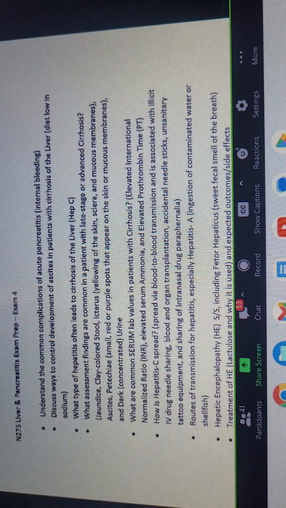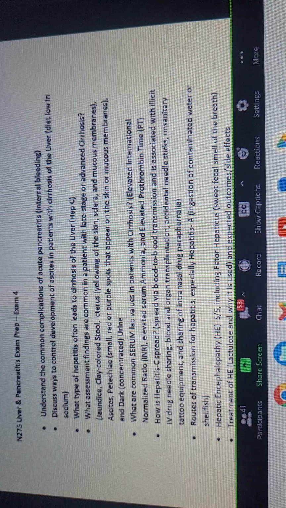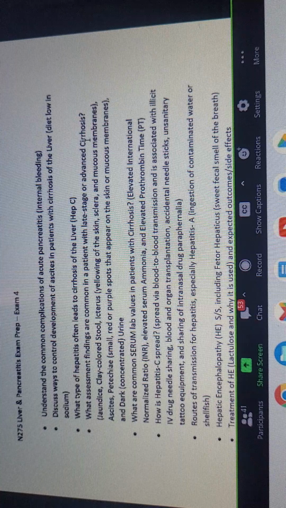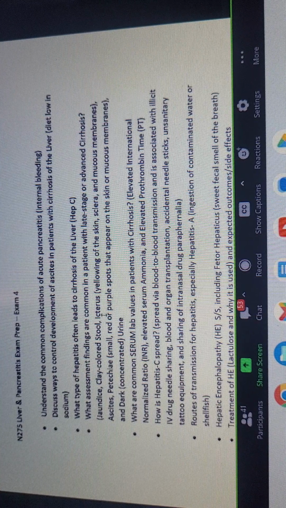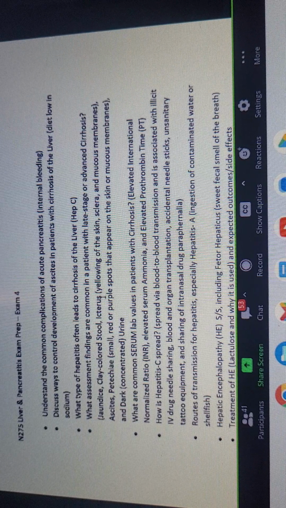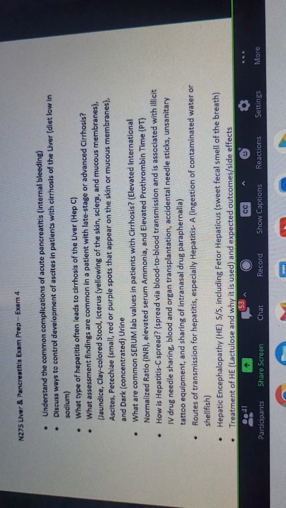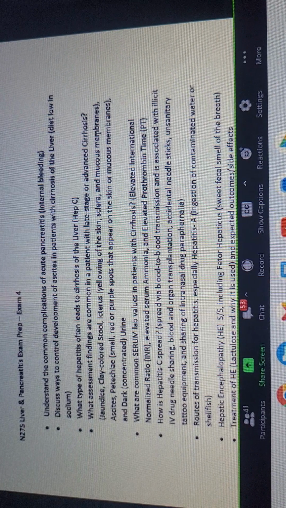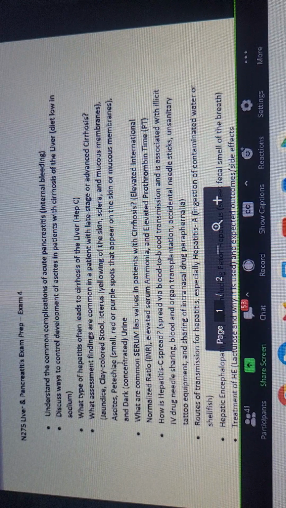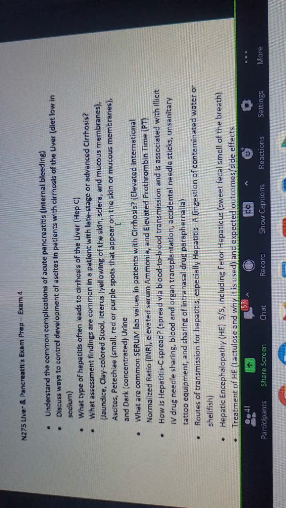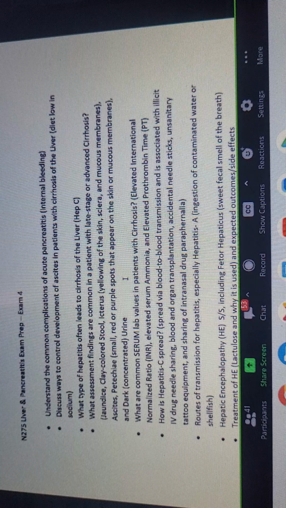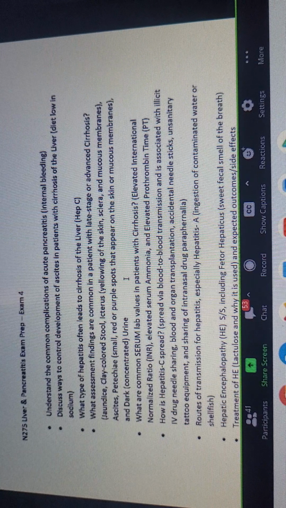What assessment findings are common in patients with late stage or advanced cirrhosis? So advanced or late stage, you're going to have jaundice, clay-colored stools, or icterus, right? And icterus means yellowing of the skin, the sclera, mucous membranes. Then you also are at risk for ascites, petechiae, which is small red or purple spots that appear on the skin or mucous membranes. And their urine tends to be more concentrated, so it'll be very dark in color.